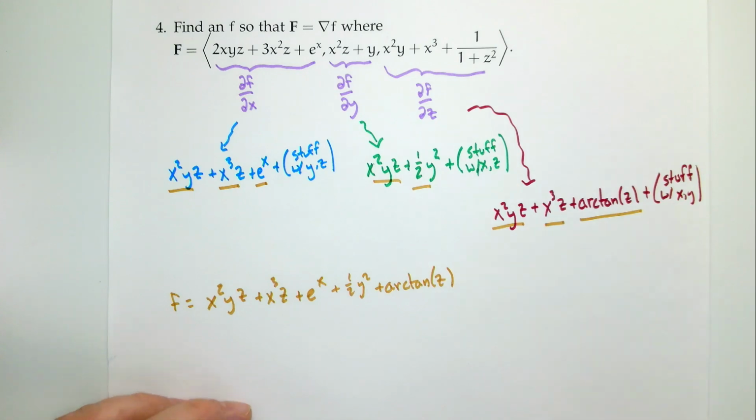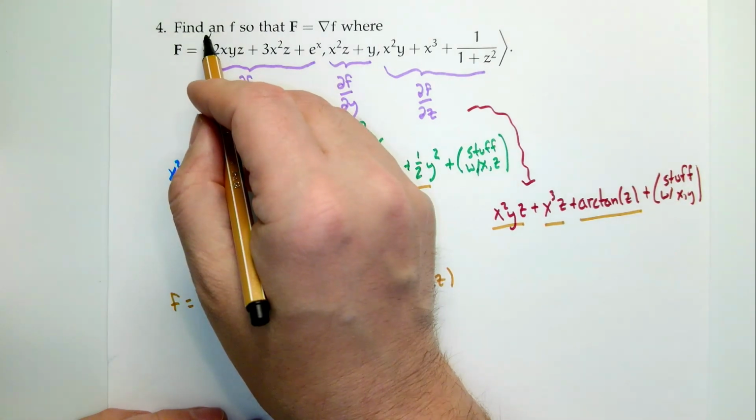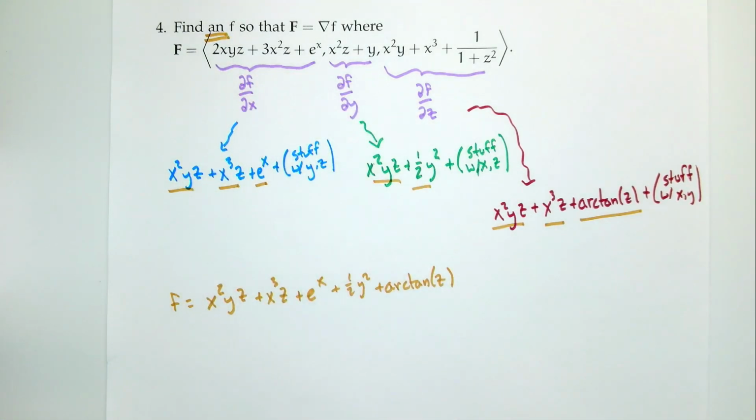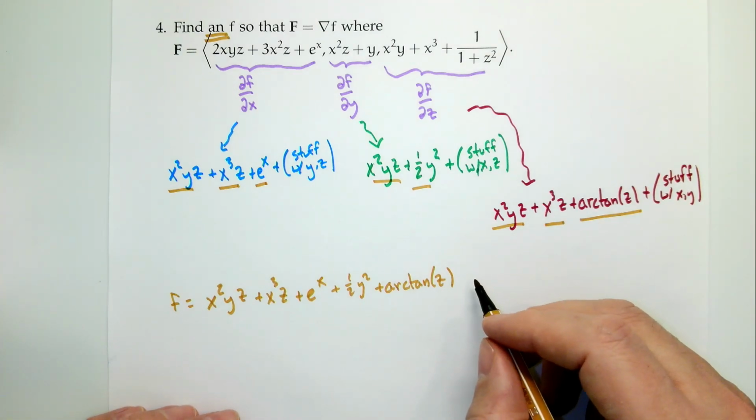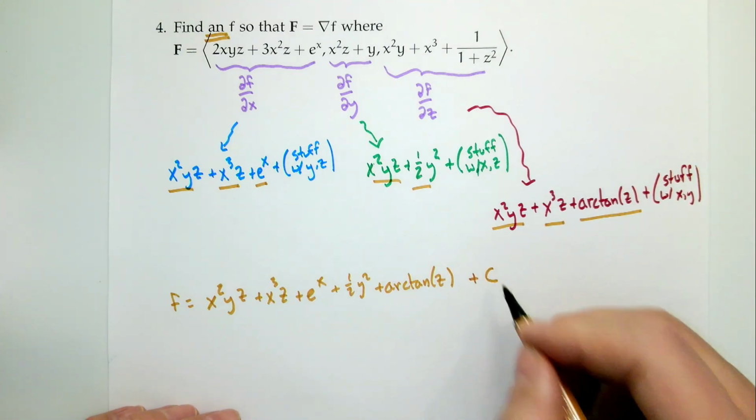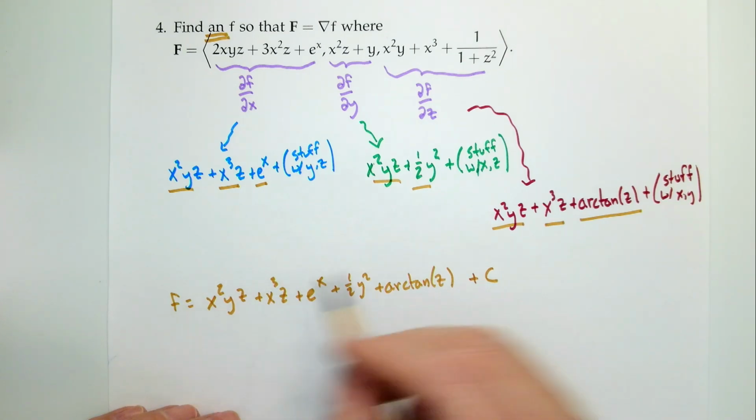Now, the question is, find an f. You'll notice that this is a very carefully phrased question. It didn't say find the f, because is there a unique f? Well, it turns out, no. There's many. Now, how do you get the rest? I think you know where this is going. Plus c.